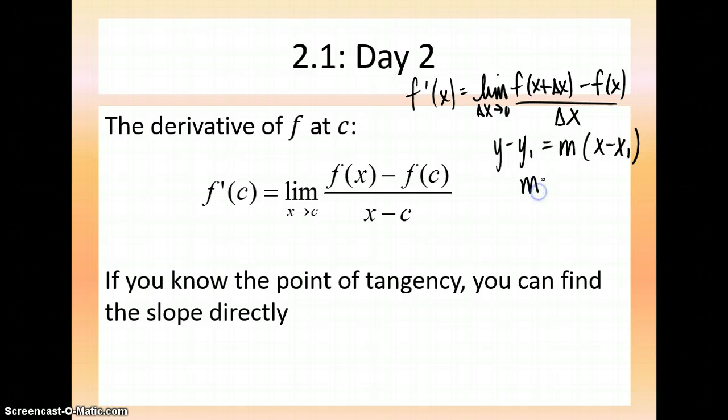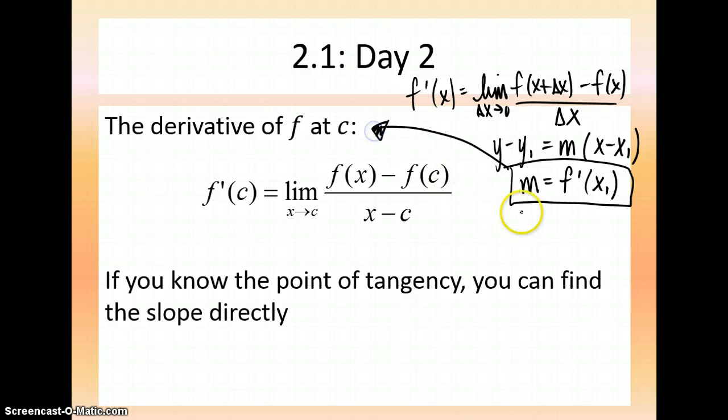And we said the slope of the tangent line is the value of the derivative at whatever the x coordinate is. But we had to go through the whole limit definition in order to plug in the x value of the point of tangent c. So what we're going to look at today is finding the derivative of a function at a specific value of c.